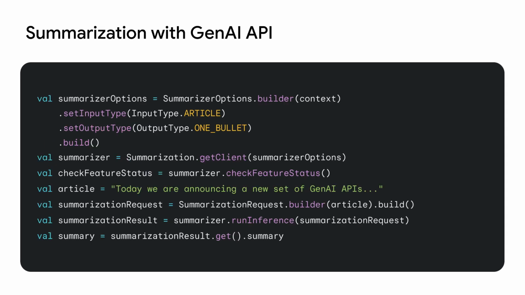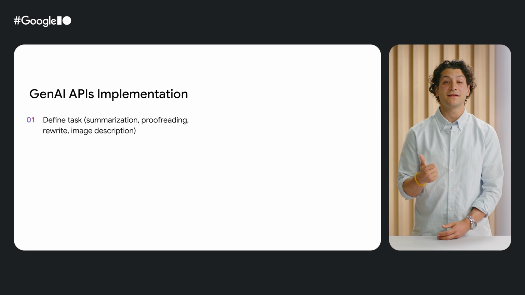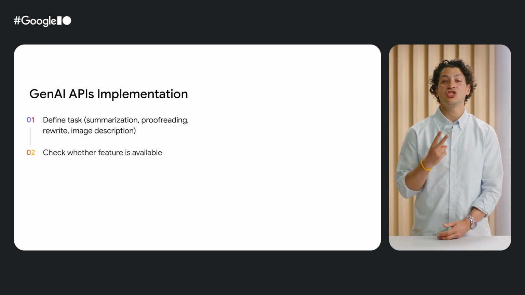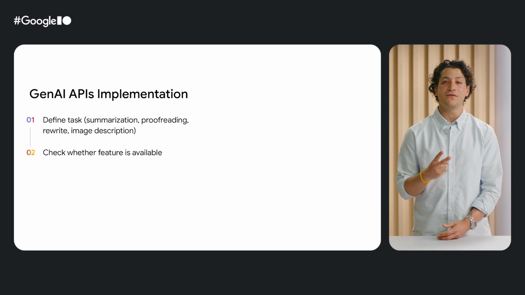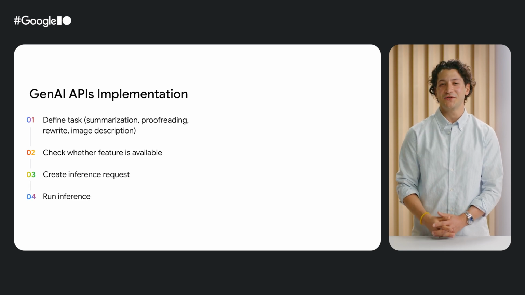Now, if we put it all together, not including the code to download the feature, it took just 10 lines of code to implement the summarization feature with Nano. This was the code example for the summarization task. But usage of all Gen AI APIs will follow this similar pattern of defining the task to implement along with the input and output format desired, checking whether the task is available on device and whether it has already been downloaded, creating the request to run the task, and running the inference to get a result output.